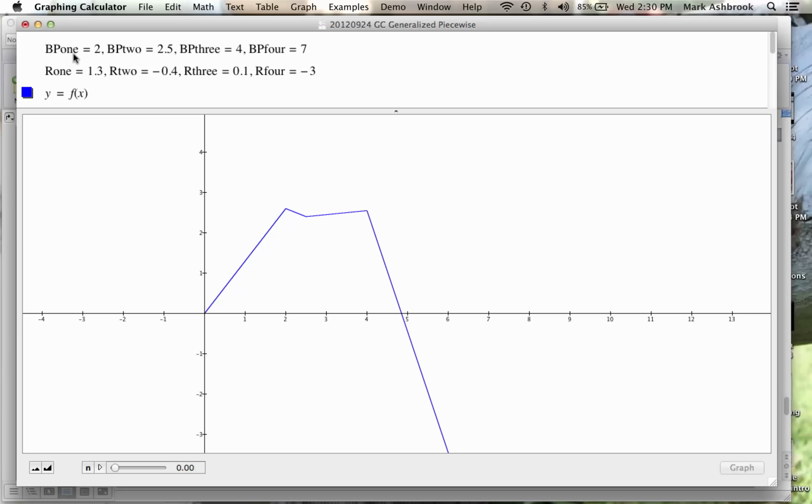BP1 stands for breakpoint 1, so that's the x value at the first breakpoint where the rate of change changes. Breakpoint 2 is here at 2.5. Breakpoint 3 right now is assigned to be at 4. And breakpoint 4 is at 7, that's off the graph.